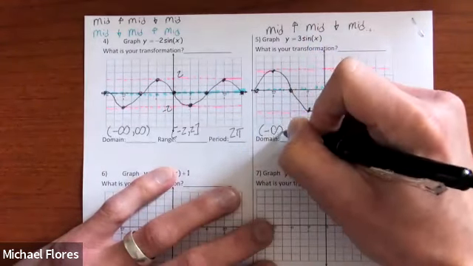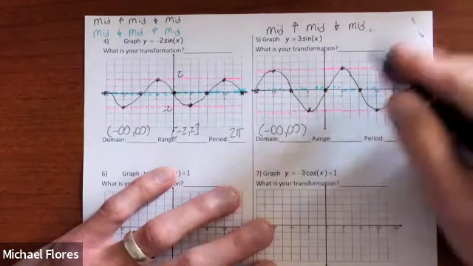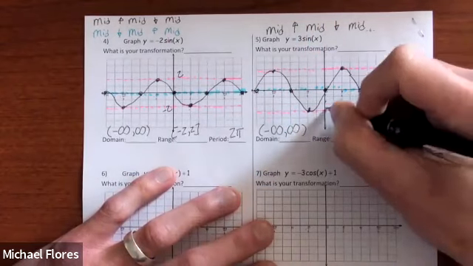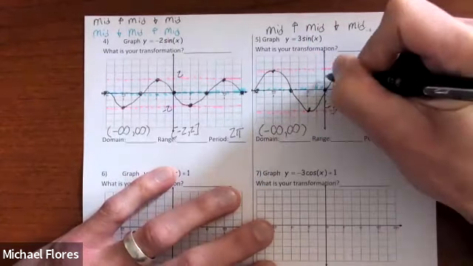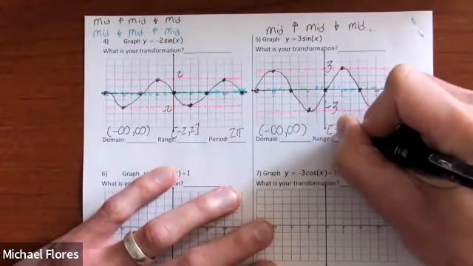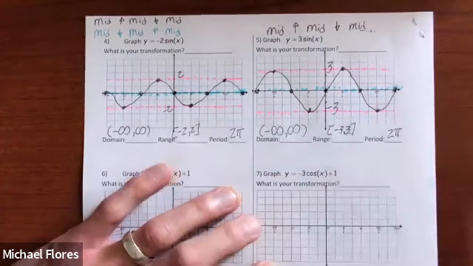Domain. Range, looks like this pink line is going through the y-axis at -1, -2, -3, and 1 to +3. Still takes 2 pi.